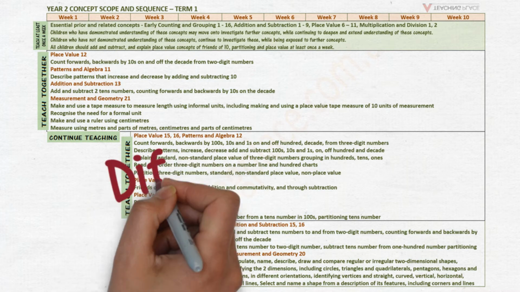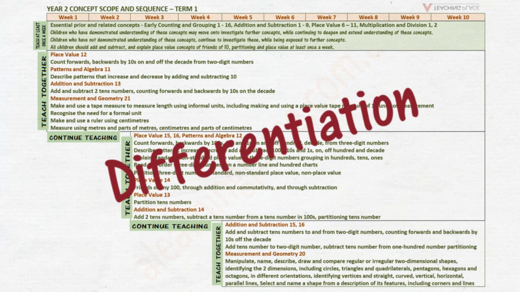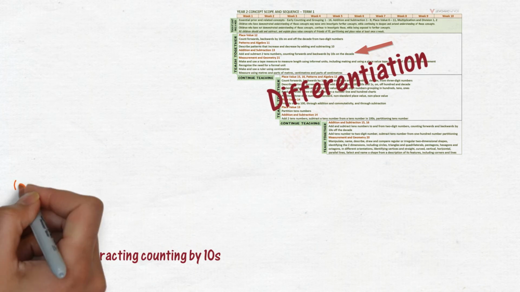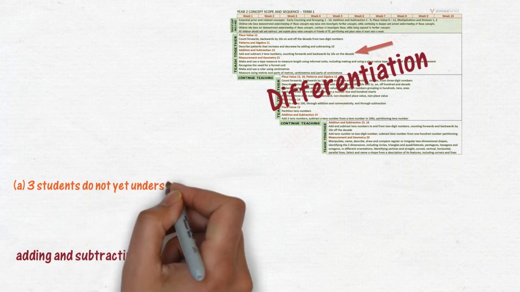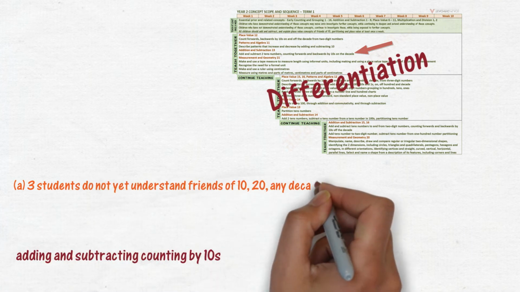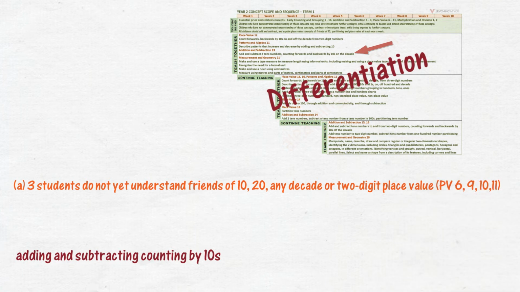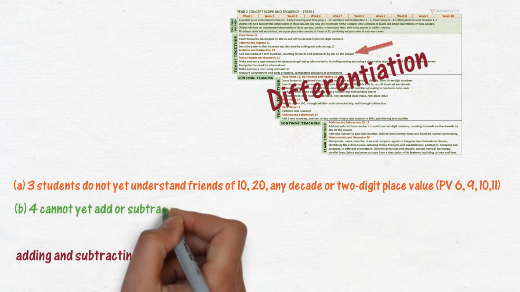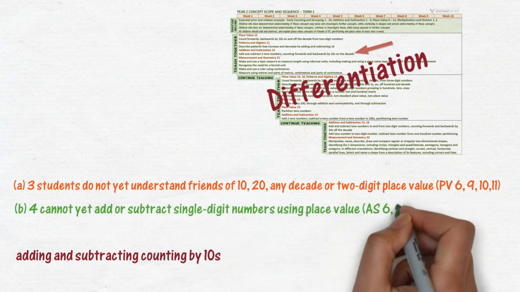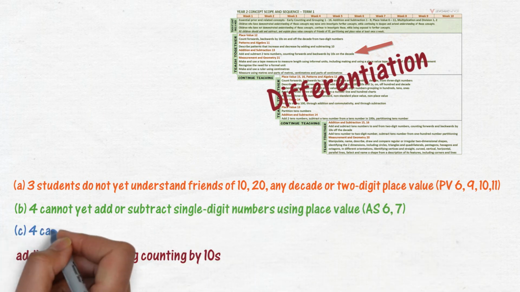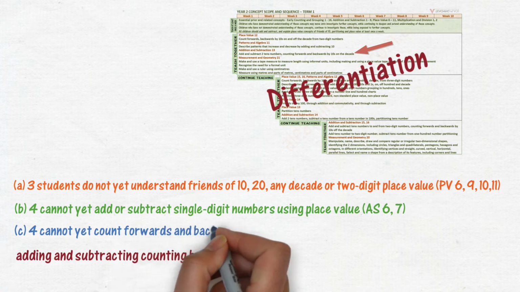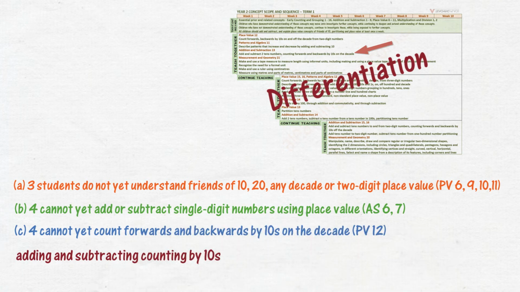This will require differentiation. For example, you want to begin teaching adding and subtracting counting by tens. But A. 3 students do not yet understand friends of 10, 20 and any decade or two-digit place value. B. 4 cannot yet add and subtract single-digit numbers using place value. And C. 4 cannot yet count forwards and backwards by tens on the decade.